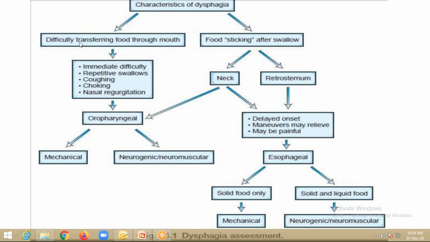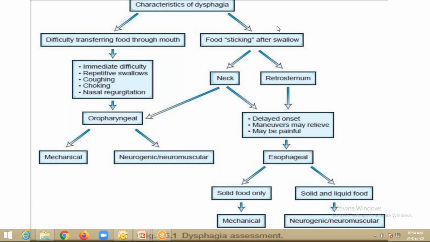So this is the flow chart according to the symptoms and clinical features. When you suspect dysphagia, if there is difficulty transferring the food through the mouth, and you find features like immediate difficulty while swallowing, repetitive swallowing being necessary, repetitive coughing or choking, or nasal regurgitation, suspect oropharyngeal dysphagia. Oropharyngeal dysphagia may be mechanical, neurogenic or neuromuscular.